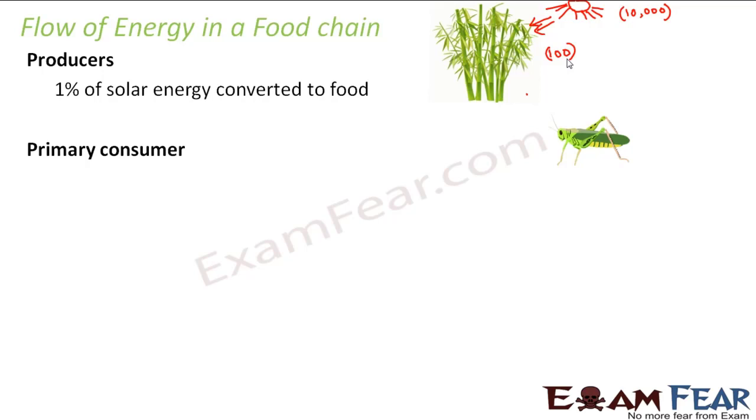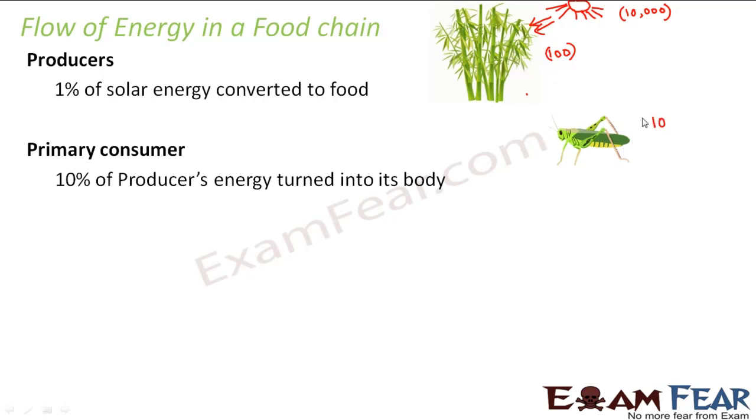So finally, how much energy will be left with this grasshopper? 10% of the producer's energy is turned into its body. That means the energy which was there in the plant, only 10% of this energy will actually be there inside the body of the primary consumer, that is the grasshopper. So 10% of 100 would be 10. Right? So only 10 units of energy will be there in the grasshopper.